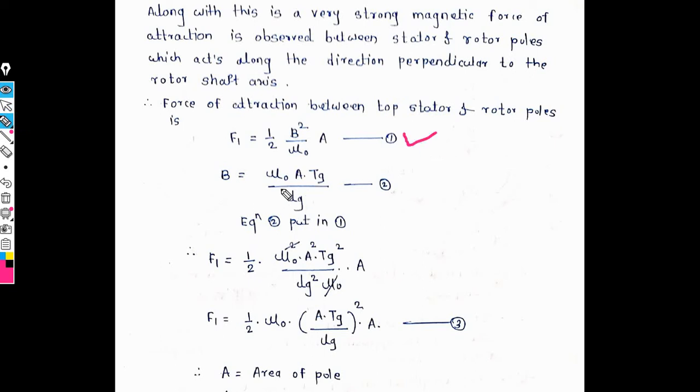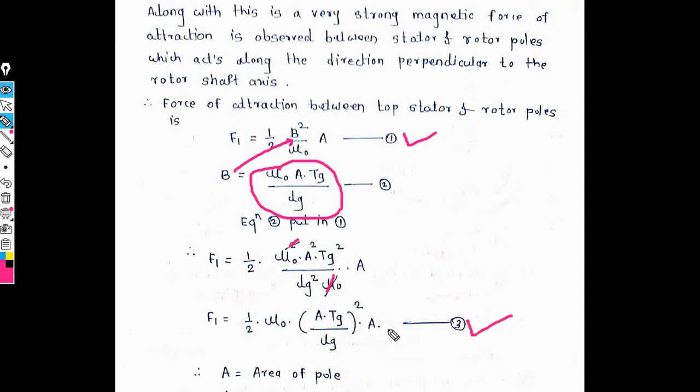Then V is equal to mu 0 A into Tg upon Lg, where Lg means length of air gap. Putting this value of V in the equation, F1 is equal to 1 upon 2 mu 0 square A square into Tg square upon Lg square into mu 0. Then mu 0 and mu 0 get cancelled. Then F1 is equal to 1 upon 2 into mu 0 into A into Tg upon Lg whole bracket square into A. This is called equation number 3.